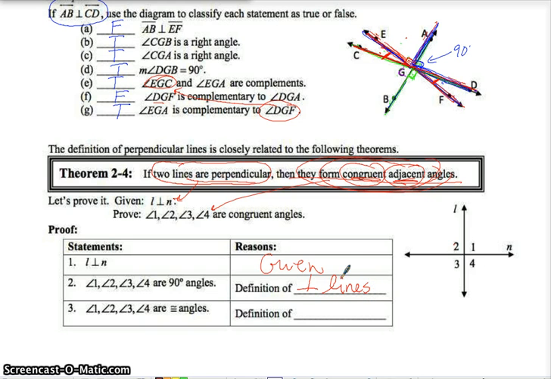So the definition of perpendicular lines is that when 2 lines intersect, they form 4 right angles. So these 4 are right angles, which means they're 4 90-degree angles. So then why are angle 1, angle 2, angle 3, and angle 4 congruent angles? That's just the definition of congruence, right? If they all equal each other, then they all must be congruent. So if the measure of angle 1 equals the measure of angle 2, then we also know angle 1 is congruent to angle 2. These are the same. So it's just the definition of congruence.